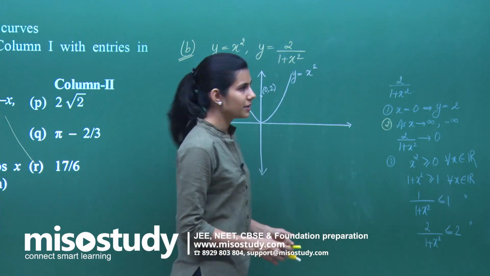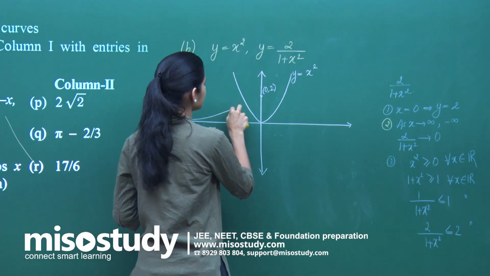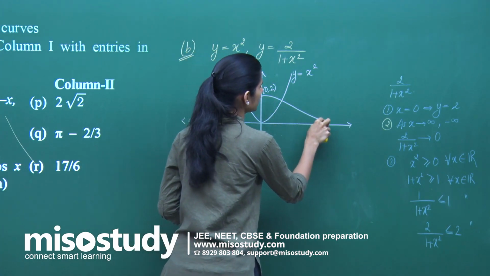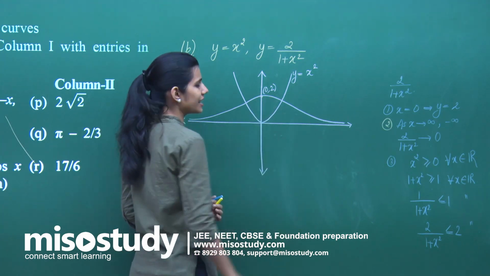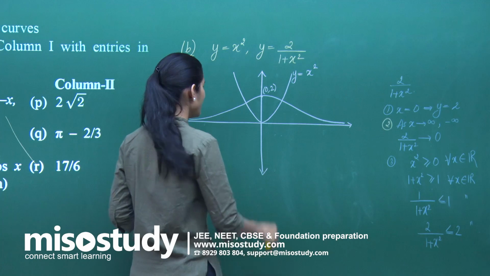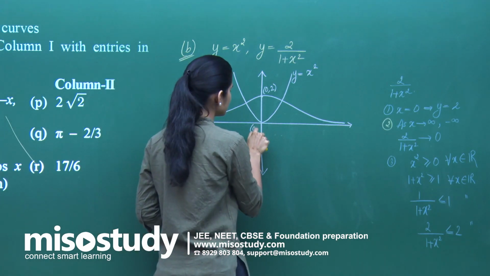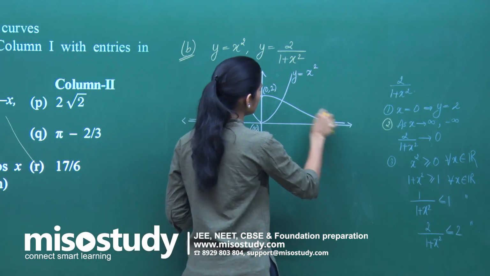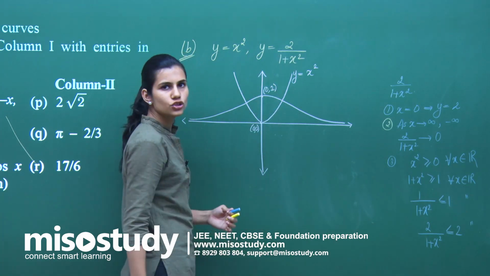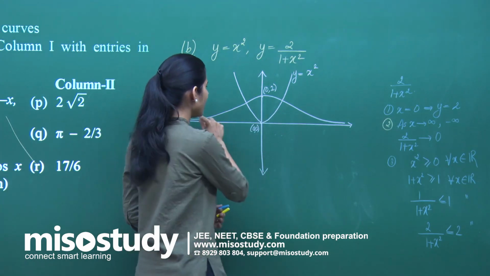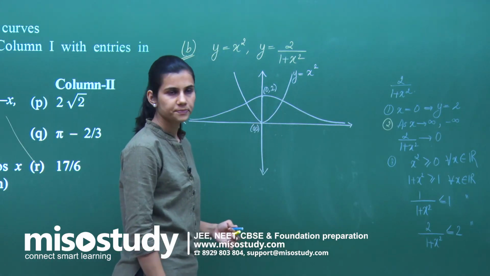Keeping these 3 points in mind, the figure you obtain corresponding to 2 upon 1 plus x square is this bell-shaped figure, which proves that (0, 2) is lying on the graph of 2 upon 1 plus x square. As x approaches minus infinity, 2 upon 1 plus x square approaches 0. As x approaches infinity, 2 upon 1 plus x square approaches 0, and nothing is exceeding 2. The entire graph is just lying between 0 and 2.